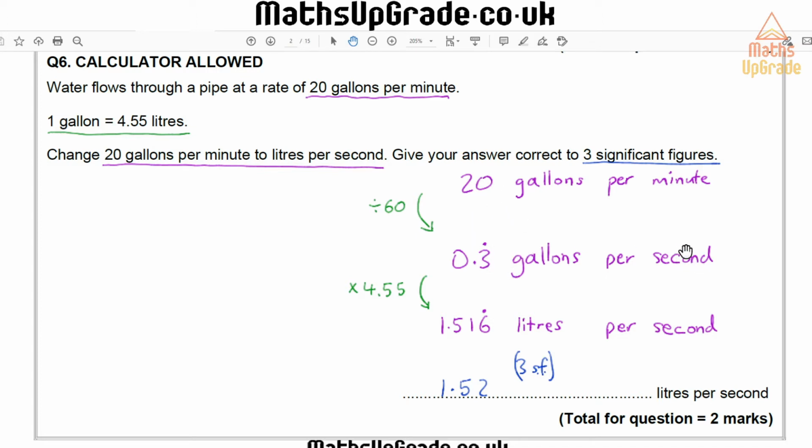Now, this is gallons per second. I need to get it into litres per second. To get into litres per second, I'm told that there's 4.55 litres in 1 gallon. So multiplying by 4.55 will give me 1.516 recurring litres per second. To 3 significant figures, that is 1.52 litres per second, and that is 2 marks for the whole question.